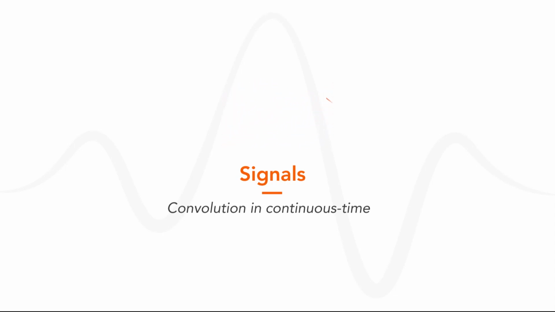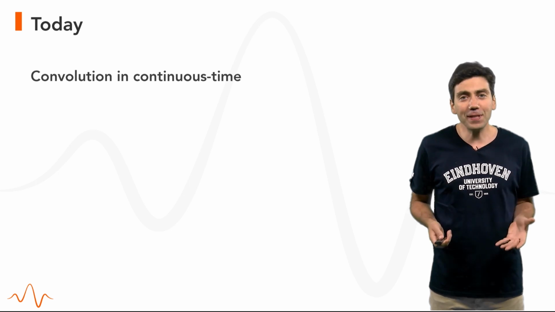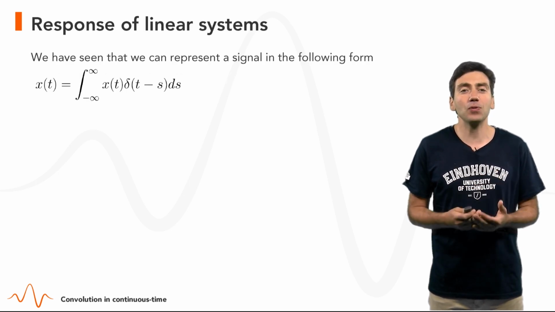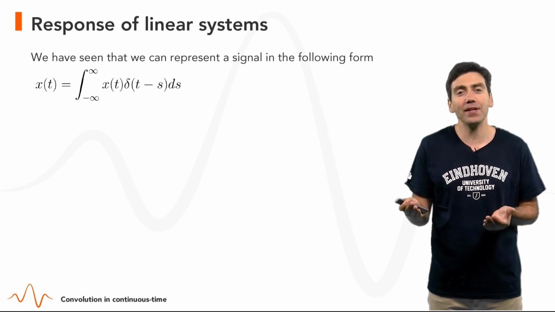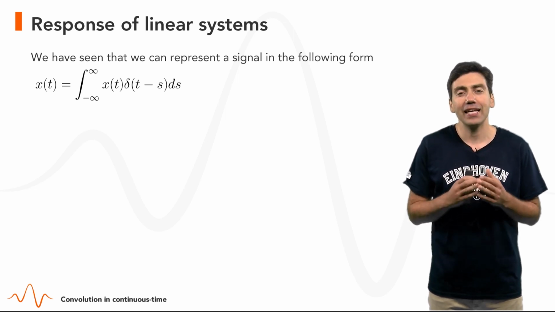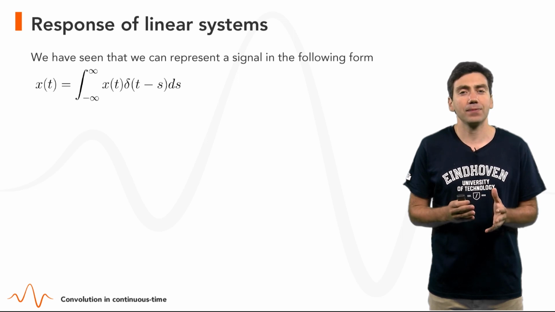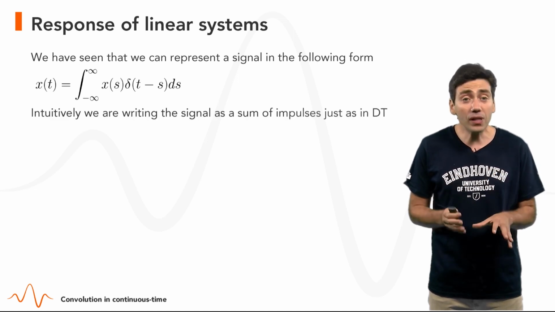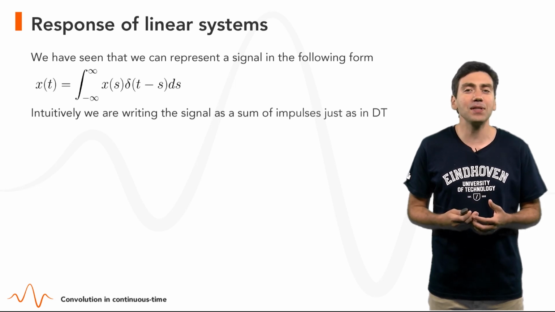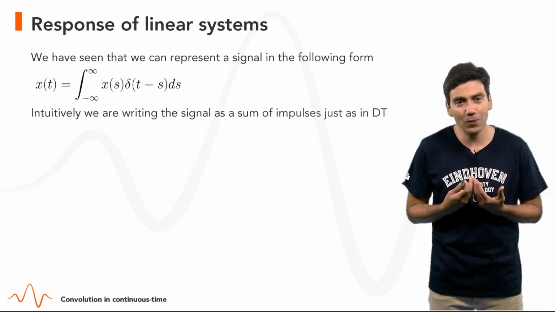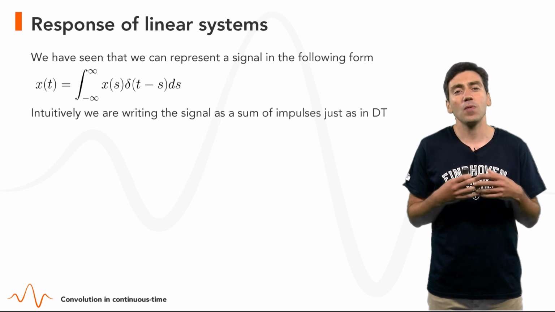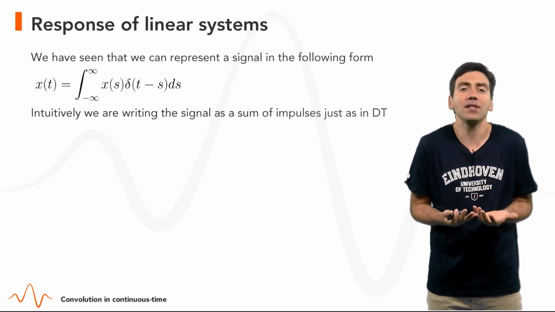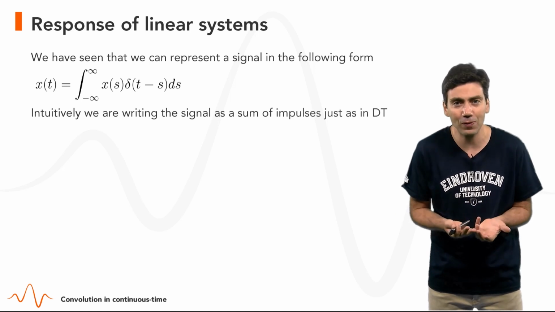Picking up good vibrations. We have seen before that we can represent a signal x of t as an integral from minus infinity until infinity of x of s delta t minus s ds, where delta is a Dirac function. Intuitively, we are decomposing this continuous time signal just as we did in discrete time with impulses, but this is hard to see since an impulse in continuous time is a very non-intuitive function.